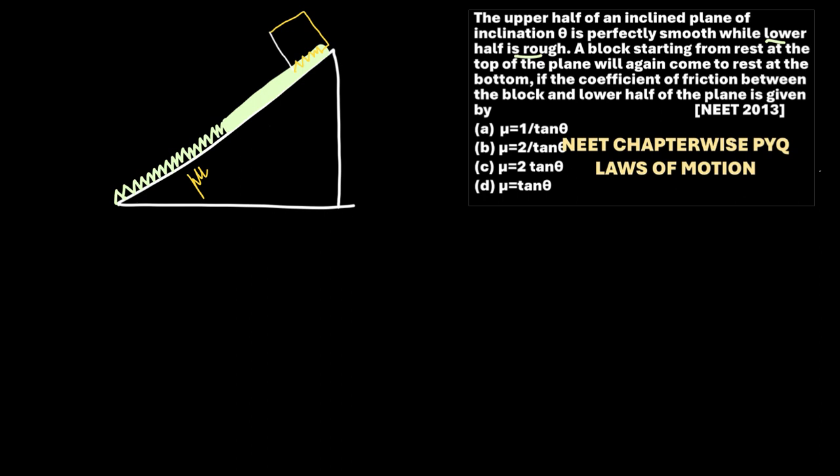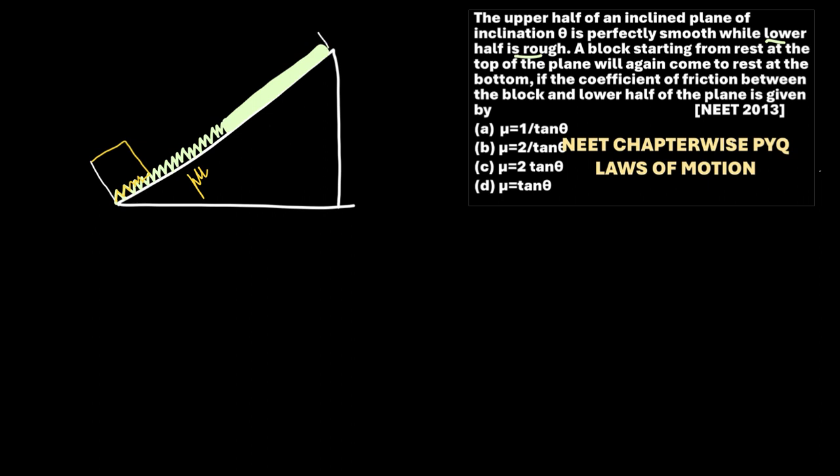Now what is happening to this block? This block will slowly slide like this. It will smoothly slide like this, and from here it will experience friction, and then the speed will reduce, and eventually it will come down and be at rest. So this is the condition given to us.